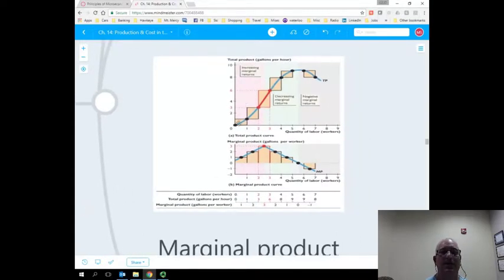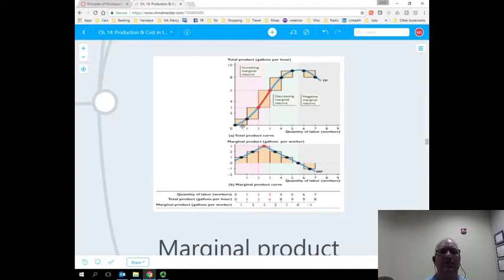Okay, on the top we've got total product, and right below it we have marginal product. The horizontal axis is the same on each, quantity of labor, and then each has their marginal and total product. And they have different inflection points here.